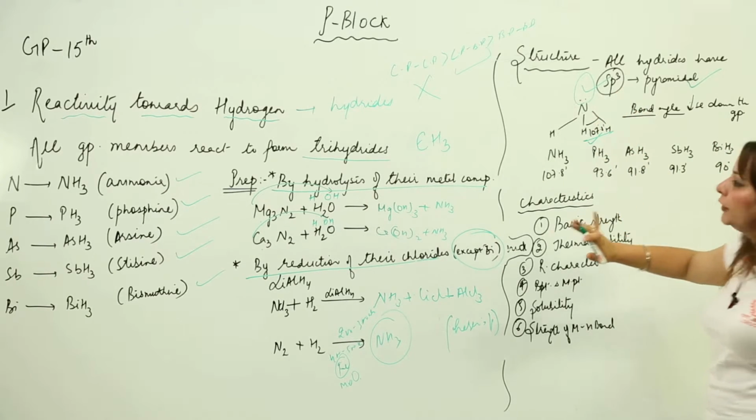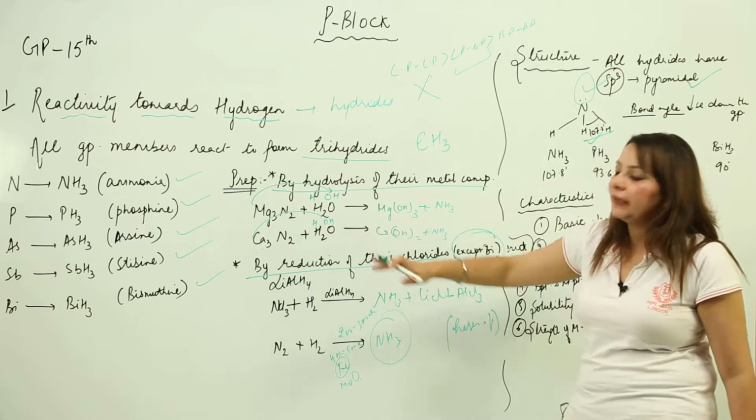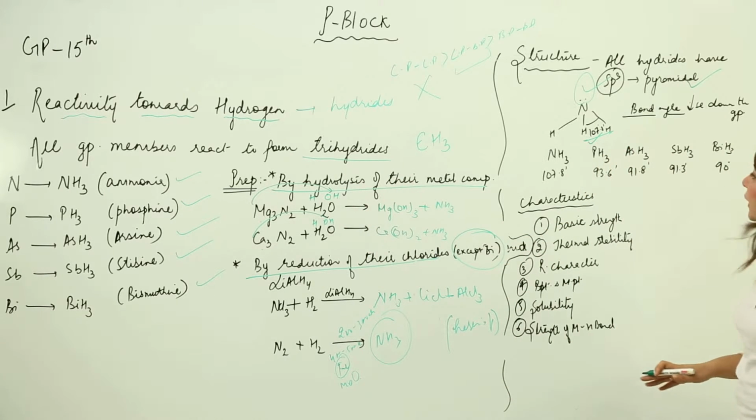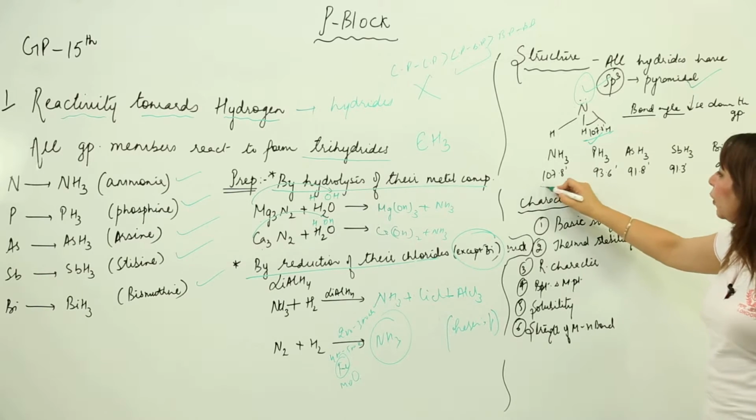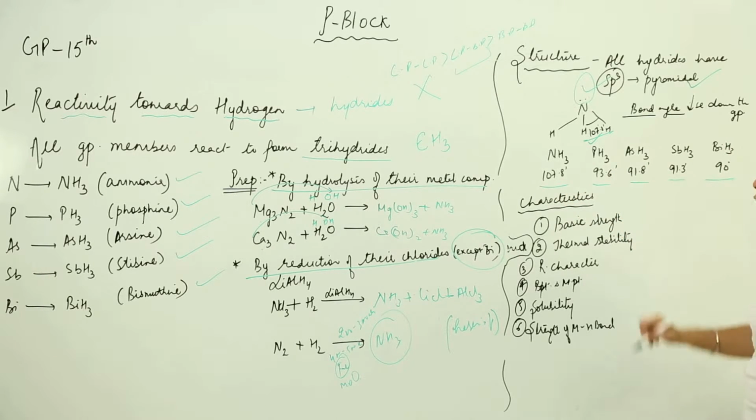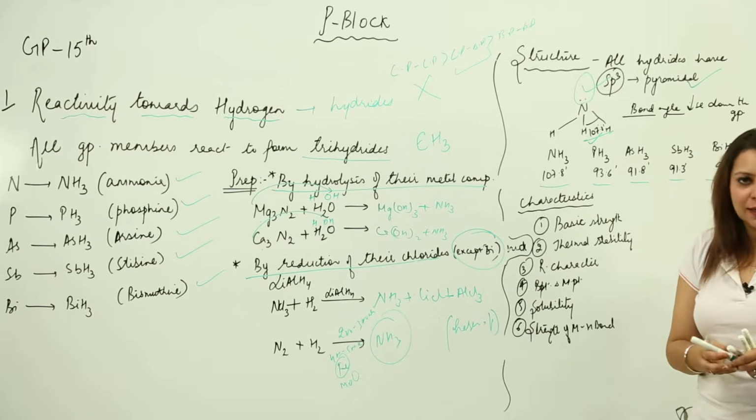Now if we talk about the bond angle in NH3, PH3, arsine, stibine and bismuthine, we see that the bond angle is gradually decreasing. Now what is the reason that the bond angle is gradually decreasing?